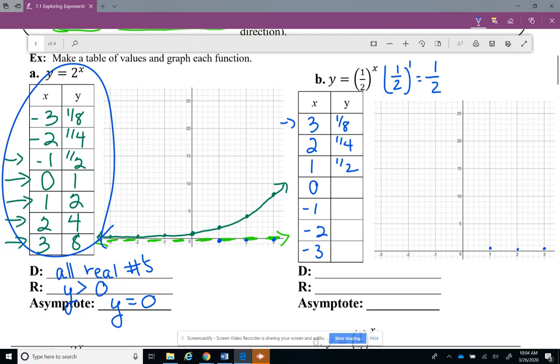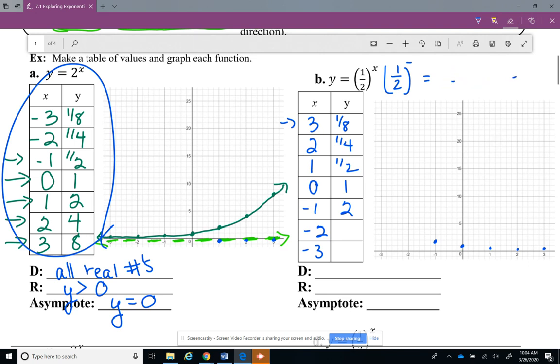All right, I'm going to plug in a 0 there. Anything to the 0 is 1. So 0, 1. I'm on the y-axis for a little bit. All right, now we're going to plug in a negative 1. That means 1 to the negative 1 over 2 to the negative 1. So you switch them and you do 2 to the 1 over 1 to the 1. And then I can just erase the 1s, and that's going to be 2. So let's graph that one. Negative 1, 2.